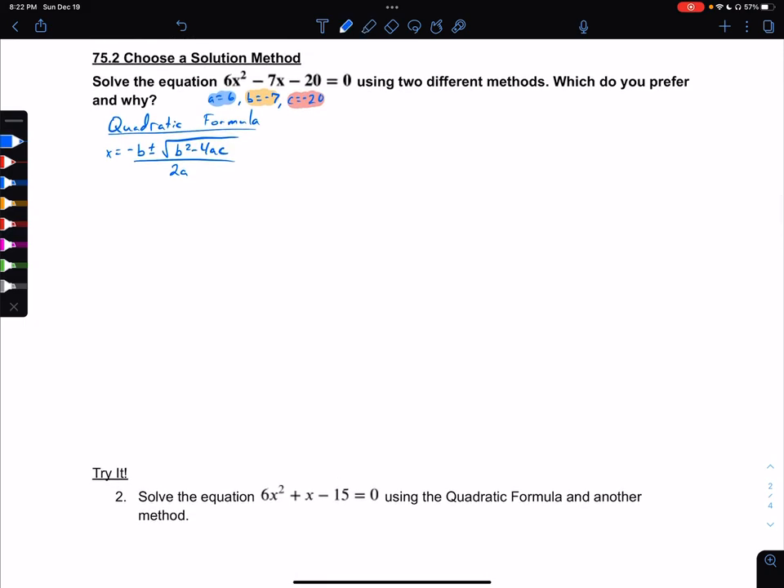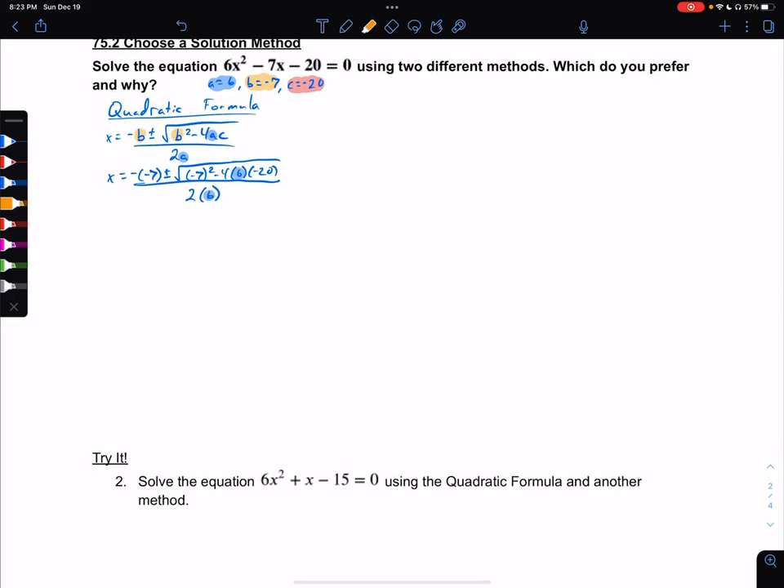Okay, so let's plug our numbers in and simplify our terms. So x is equal to negative 7 plus or minus the square root of negative 7 squared minus 4 times 6 times negative 20, and that will all be over 2 times a, which is 6. Okay, so we got a lot of numbers here. We need to simplify some of this. So let me just highlight here. B was in orange, and C was in red.